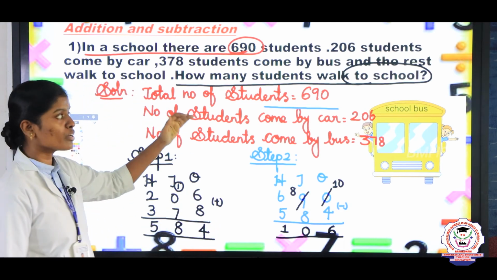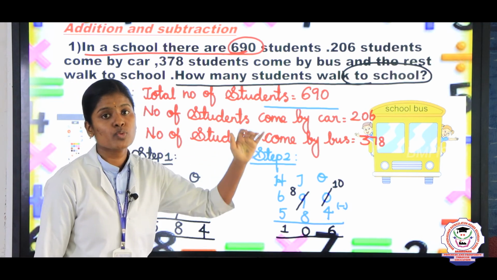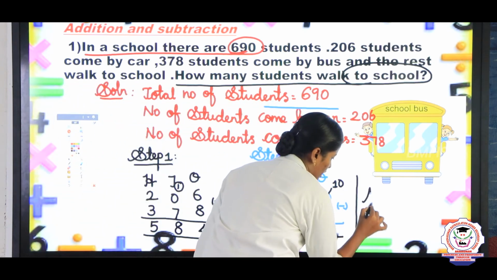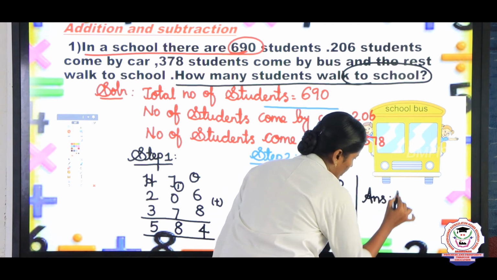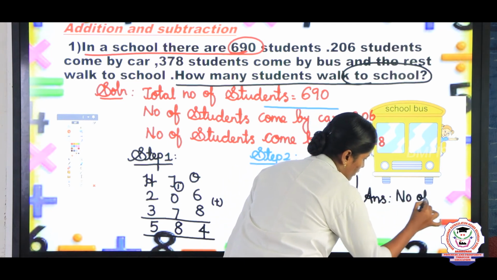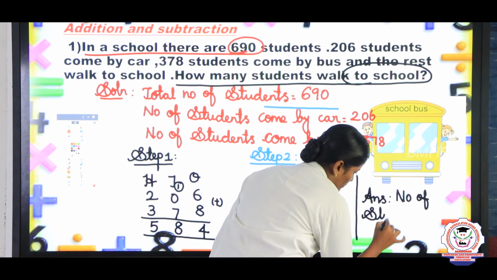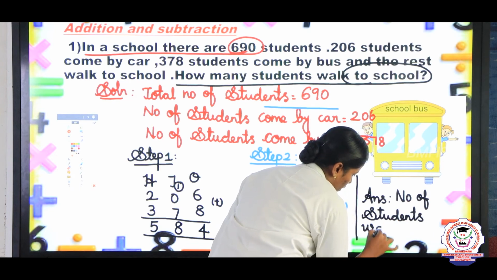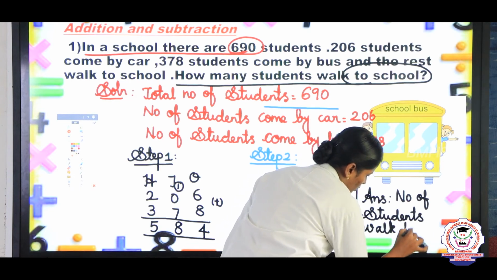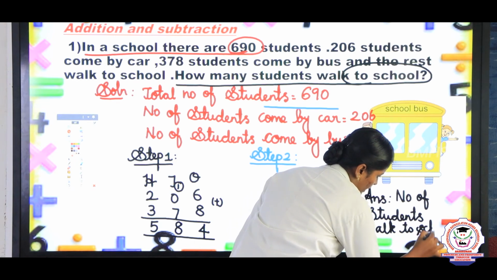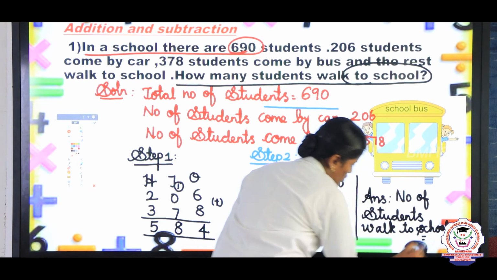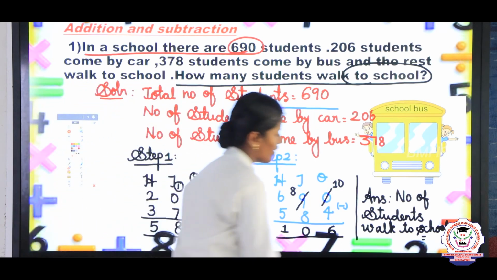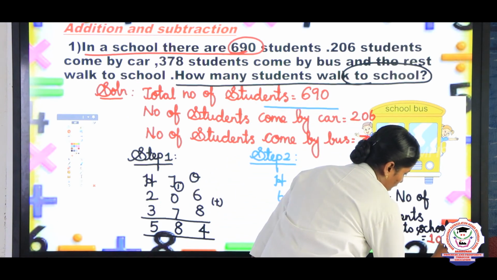So how many students walk to school? Number of students who walk to school is equal to 106. Write the answer: number of students who walk to school equal to... so totally how many students? 106 students. So write the answer 106. What is the answer? 106.